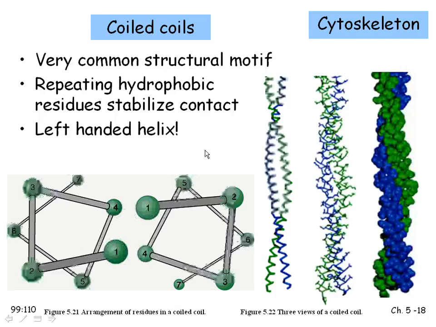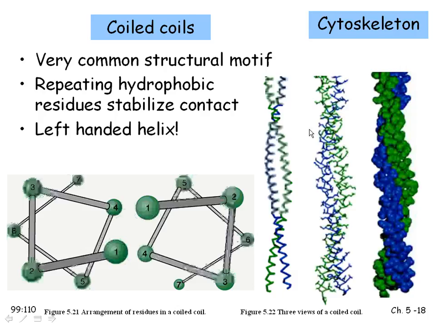Now, a large fraction of intermediate filament protein is taken up in what are called coiled coils. And this is a very, very common structural motif. It's a coiled coil because it's taking 2 polypeptide chains and coiling them around each other. So there's one alpha helix here, another alpha helix here, and the 2 alpha helices are then coiled around each other. So the first coil is an alpha helix. You take 2 alpha helices and coil them, you now have a coiled coil.